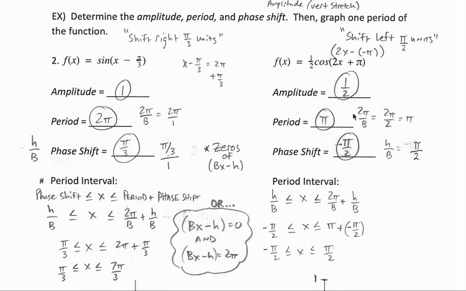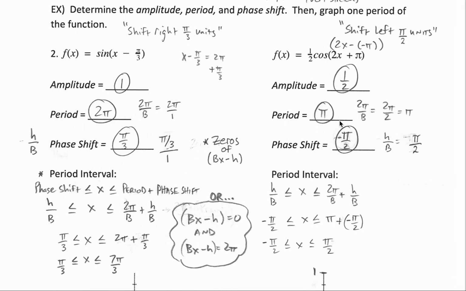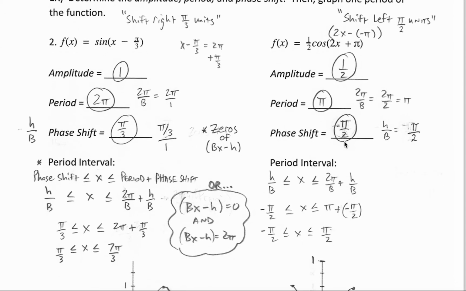The period, same equation, 2 pi over b. This time our b value is 2, so our period length is going to be shortened to just pi. Then the phase shift. That's what we need to compare the horizontal shift to the horizontal stretch. The horizontal shift was -pi, and the b value is 2. So sorry, I should have put -pi over 2. I put it there.